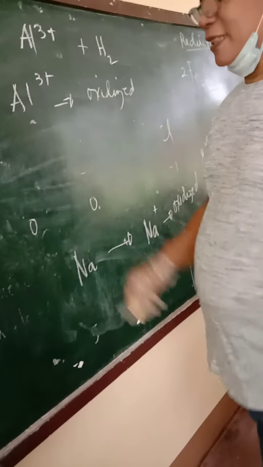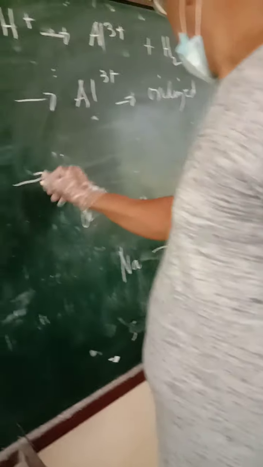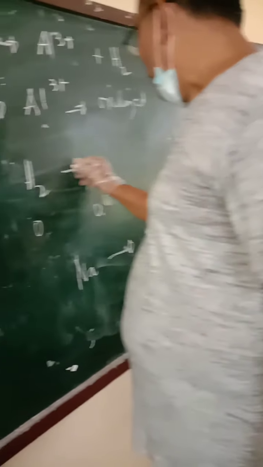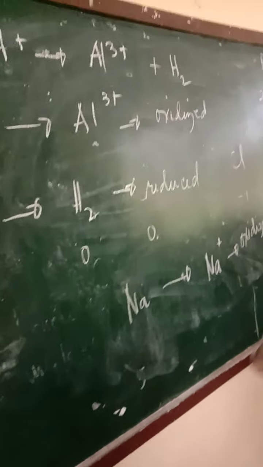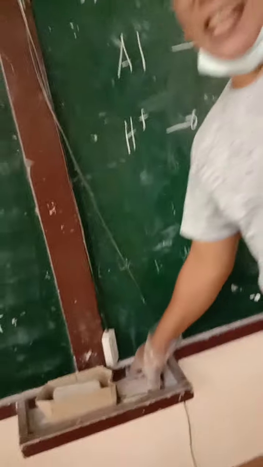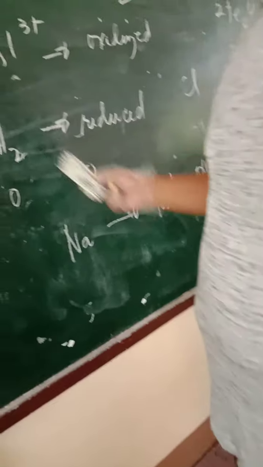If it oxidizes, it is the reducing agent. The hydrogen plus positive became 0, so it was reduced. And if it is reduced, it is considered as an oxidizing agent. So, this is our oxidation reaction and this is our reduction reaction.